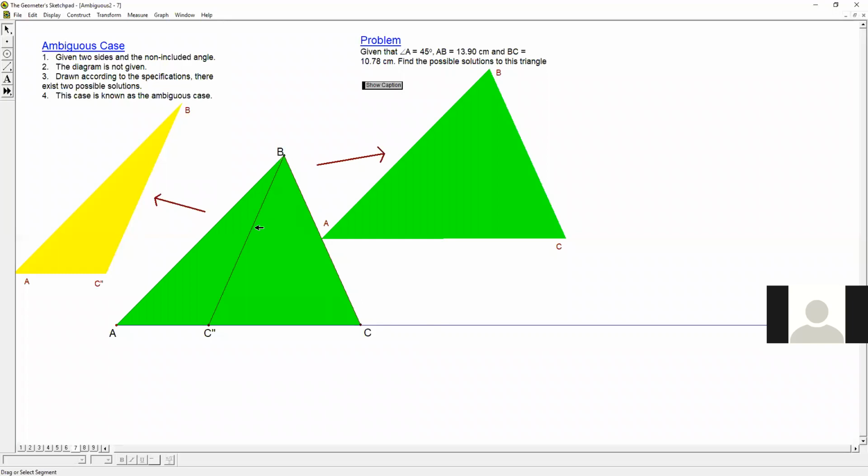The other triangle is not this part, not the isosceles triangle, but the whole thing. This is the second triangle, ABC, and the angle here is an acute angle. Thus forming two possible triangles, namely ABC and ABC double prime.